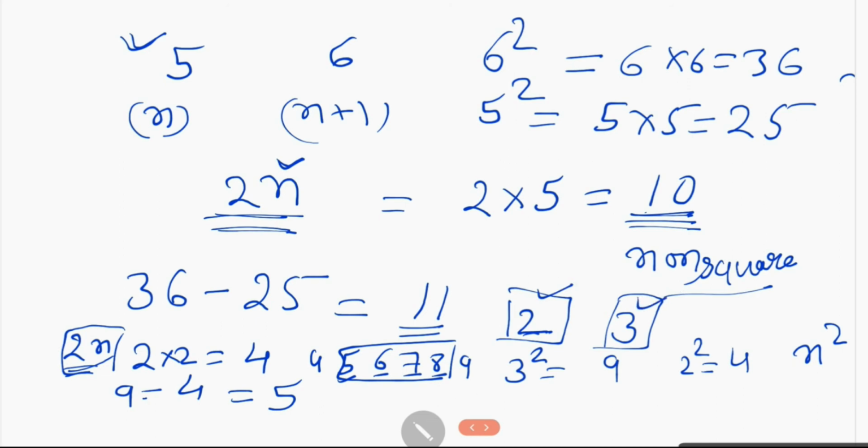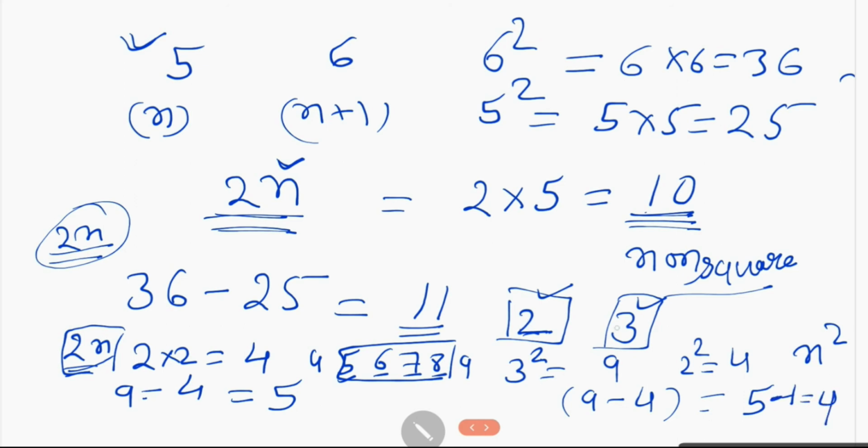So this is the formula: 2n. You can find how many non-square numbers there are. If you don't want to multiply by 2n, find the squares of these two numbers and subtract them. You will get 5, and the non-square count will always be one less, so it will be 4, like for 2 and 3. So you can always do this.